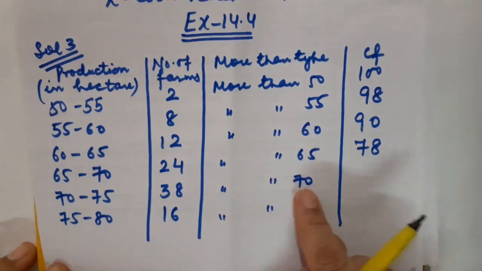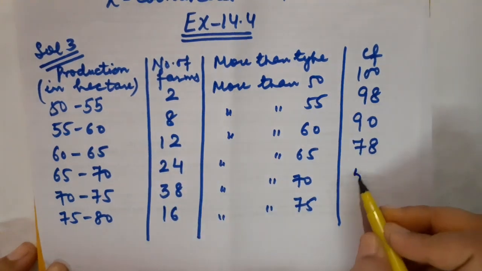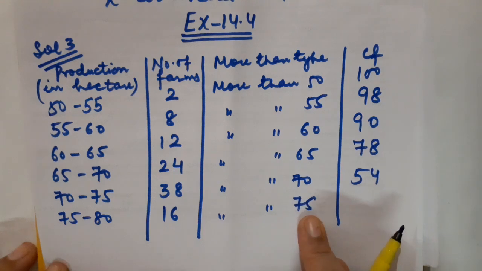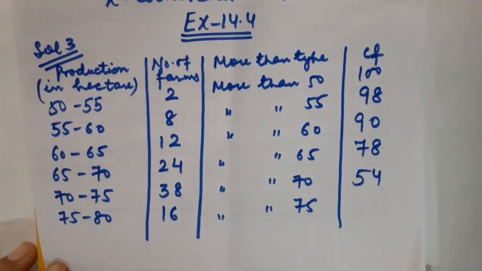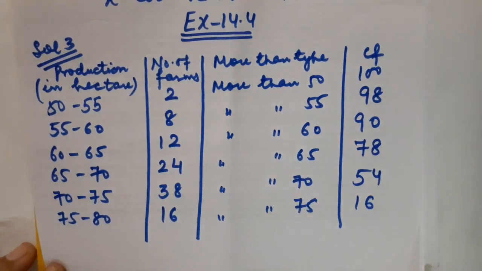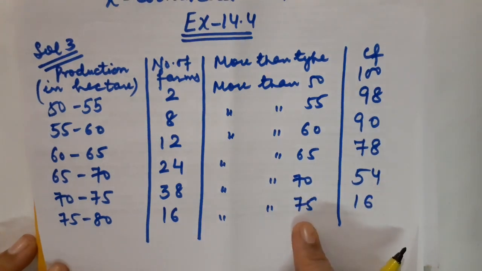Then for more than 70, from 78 I will be subtracting 24. So I will be getting 54. And for more than 75, I will have to subtract 38 from 54, which will be equal to 16. Correct? So let us verify whether the table is right or wrong.